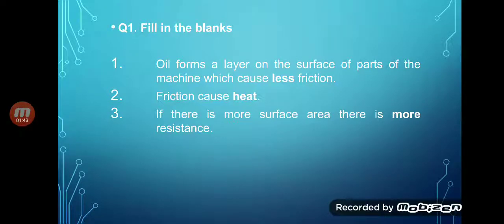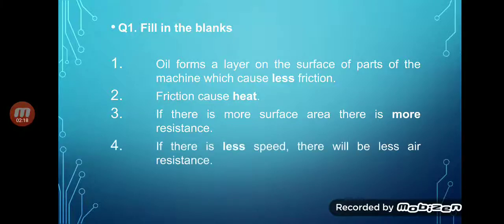Okay, if there is more surface area, there is dash resistance. There is more resistance. If you have seen the lecture of air resistance and drag, you may know that more surface area means more air resistance. More speed means more air resistance. So if there is more surface area, there is more air resistance. In order to understand this worksheet, you should watch the lectures. I can't explain whole lectures here. I can just give you the reference.